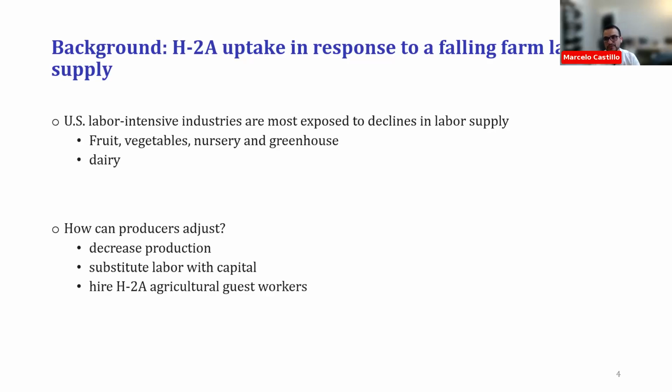So how can producers adjust to a falling labor supply? Well, if they choose not to decrease production, one thing they can do is to try to substitute labor with capital by mechanizing. And some producers are doing just that.